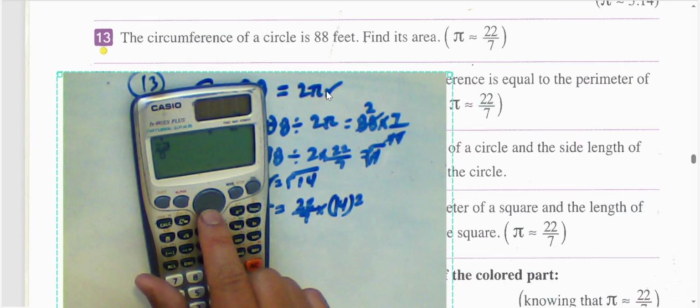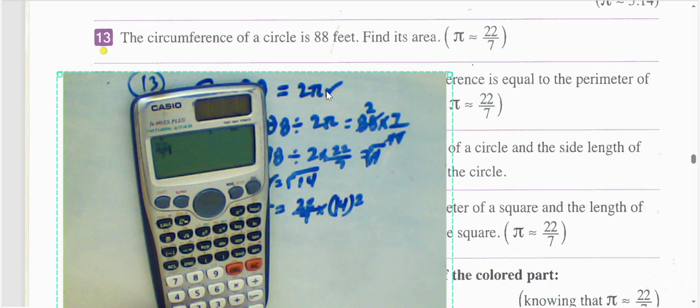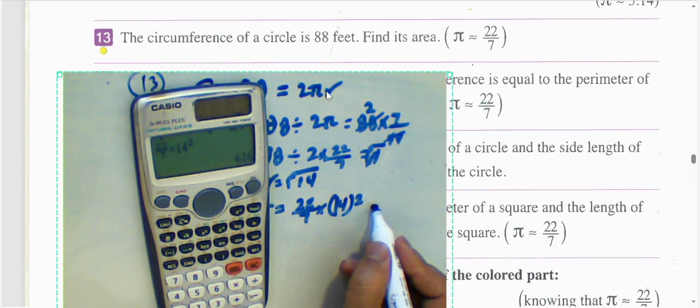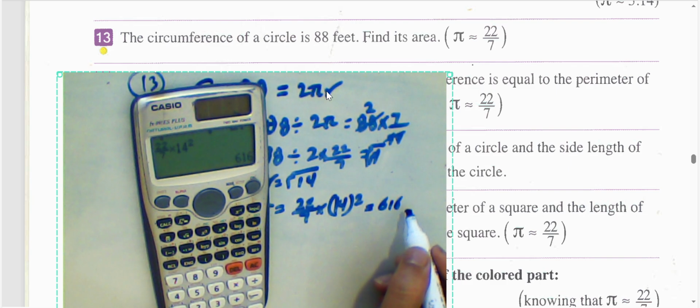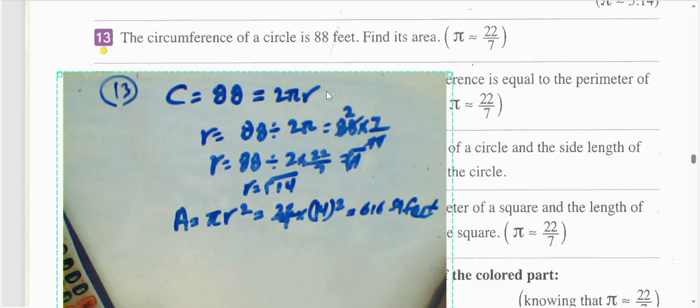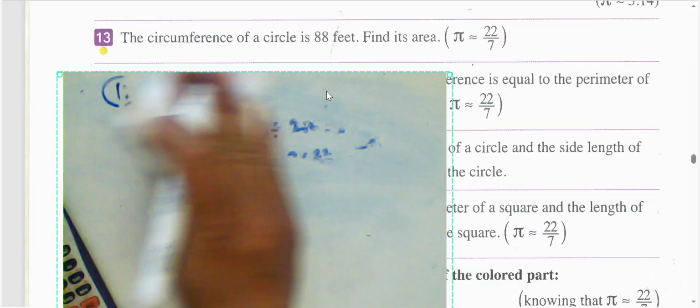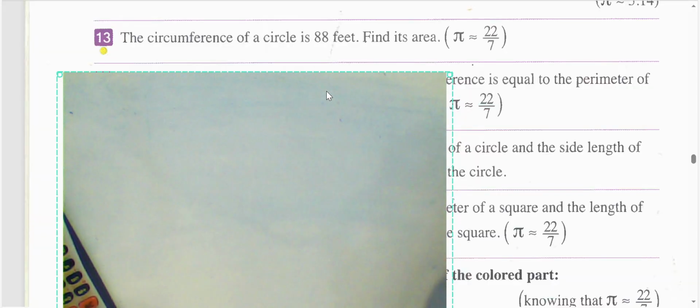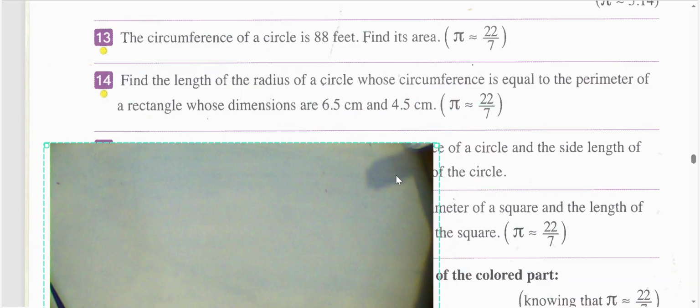Right, 22/7 product by ... equals 616 square feet. This is the area. Understood?